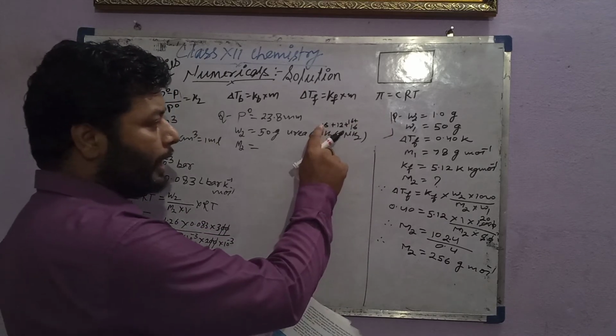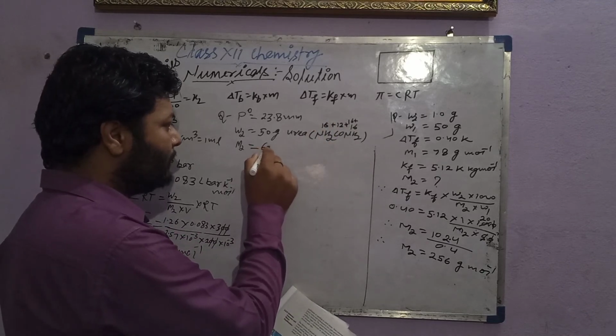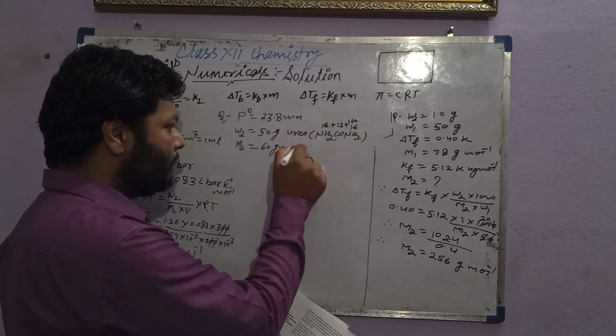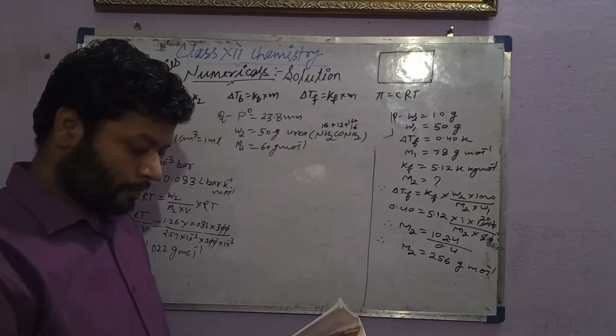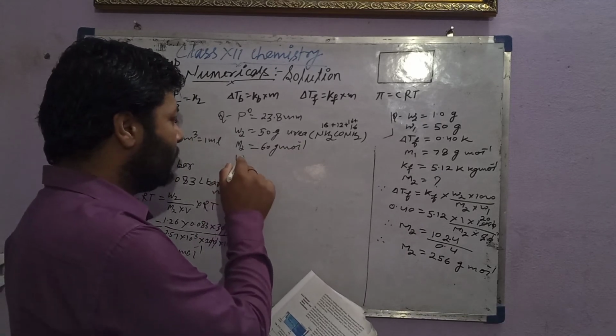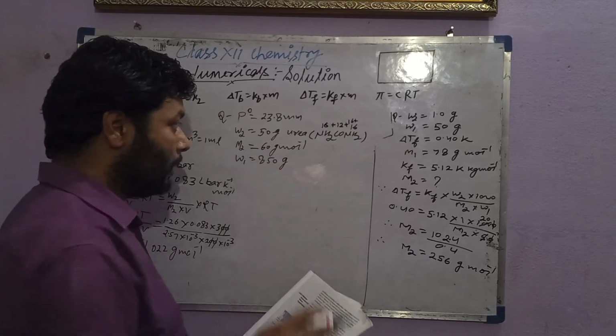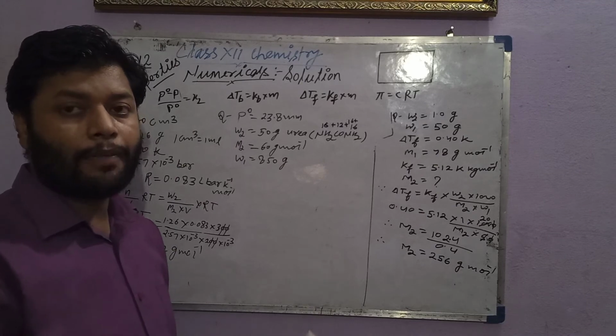So the value is 16 3s are 48, 50, 60. The molar mass of urea is 60 gram per mole, dissolved in 850 gram of water. W1 is 850 gram of water.